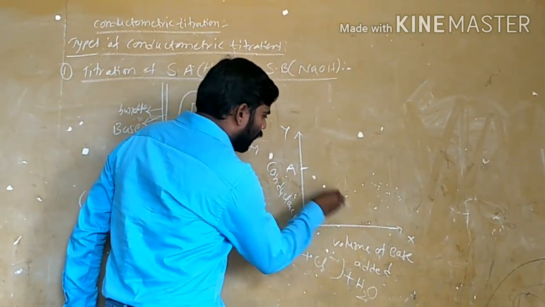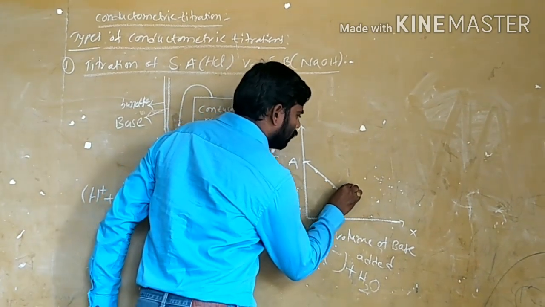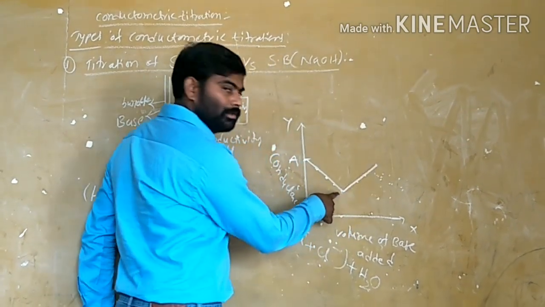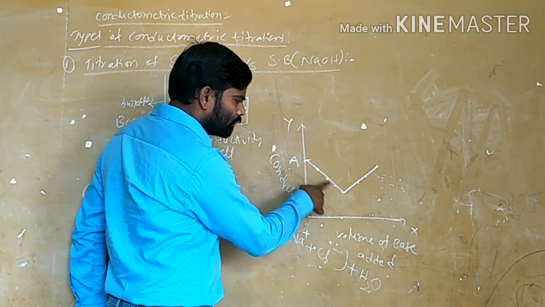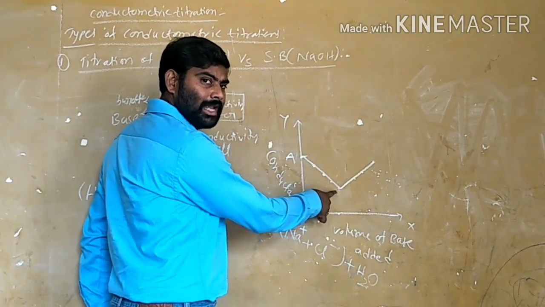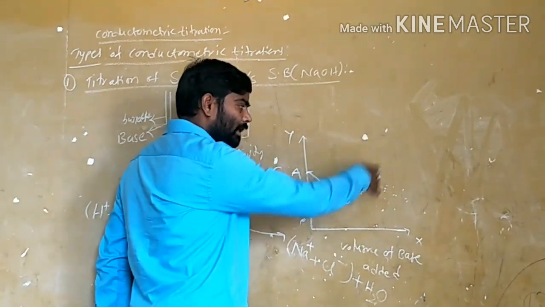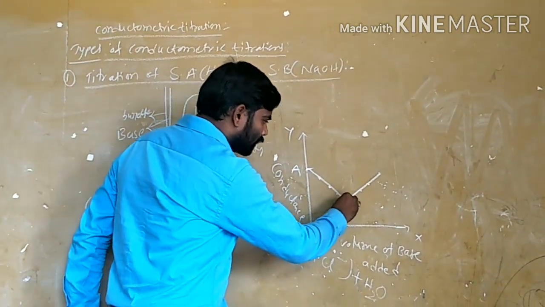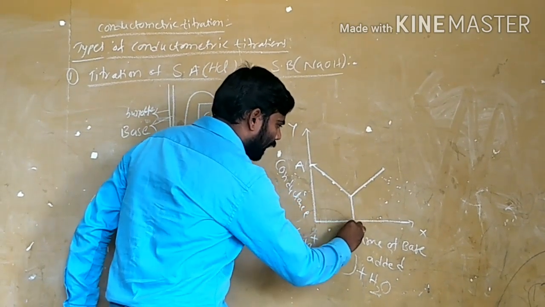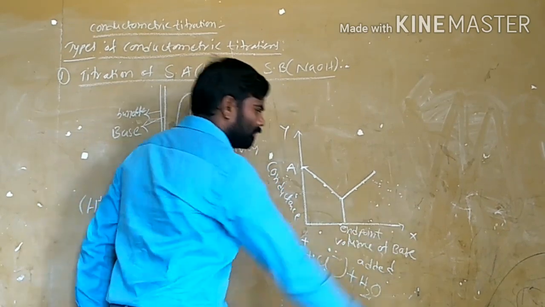At this intersection point, by plotting a line, first the conductance values decrease. After some time, after the complete neutralization of this acid, due to free Na+ ions, the conductance values again increase. The intersection point of this gives the what? End point. End point.